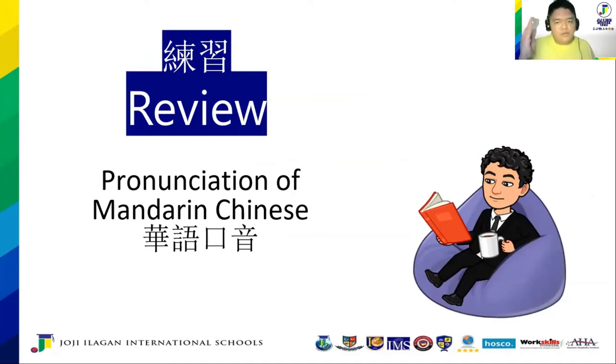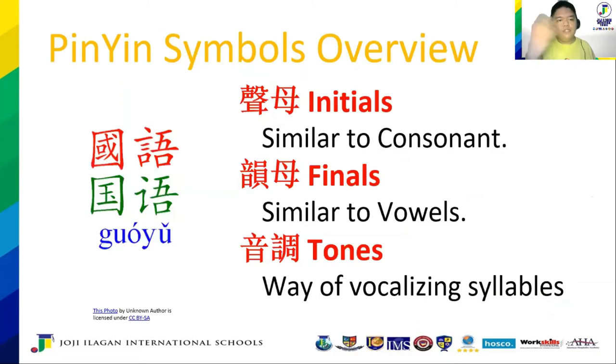Let's go back to the concept now. Chinese syllables are composed of three main parts: initials, finals, and tones. Initials are similar to consonants. Finals are somewhat similar to vowels in English. And the tones are the way of vocalizing the syllables. Remember, again, Chinese is tonal.